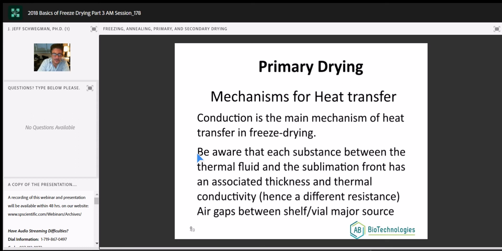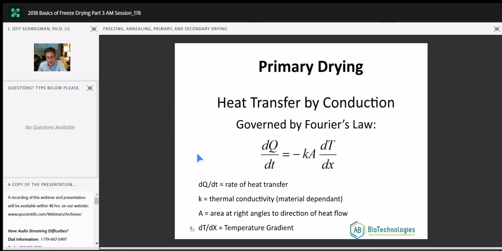And again, be aware that each substance between the thermal fluid and the sublimation front is a resistance to heat transfer. So anything we can do to minimize that benefits us. We talk about heat transfer by conduction governed by Fourier's law. So heat is a function of time. It's based on dT, the gradient of temperature, as a function of the thickness of the material.